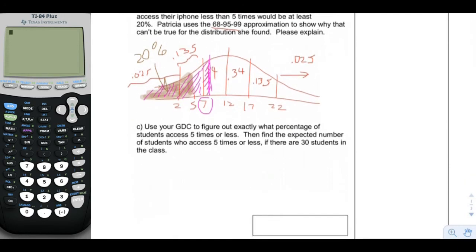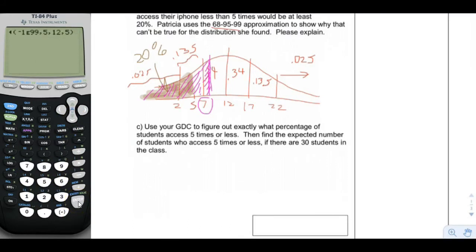So that's why that estimate is not a good estimate. Use your GDC to figure out exactly what percentage of students accessed 5 times or less. Then find the expected number of students who access 5 times or less if there are 30 students in the class. First we want to know the percentage in the brown area. We can figure that exactly with our calculator using the second dist functions. We'll go to normal CDF. The left boundary is negative infinity. The right boundary is 5. The mean is 12 and the standard deviation is 5.